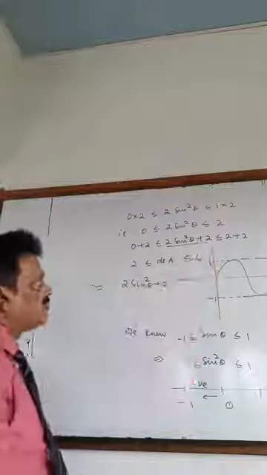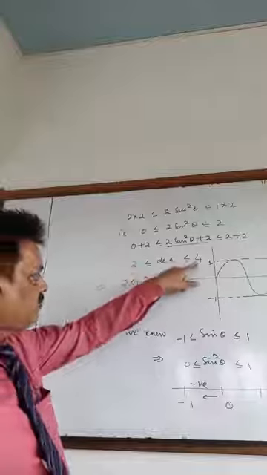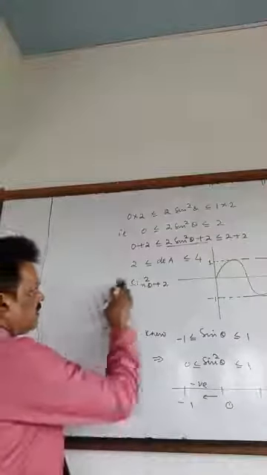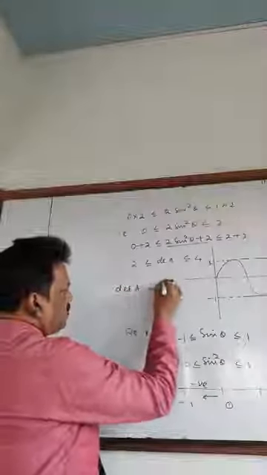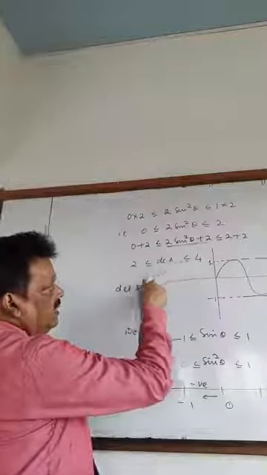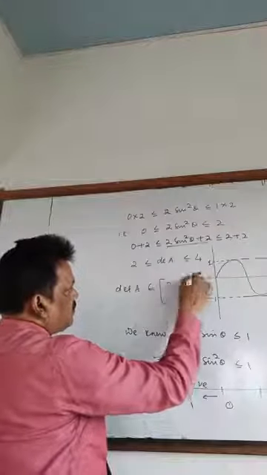So what did you conclude? Determinant of A lies between 2 and 4. That means you can write determinant of A belongs to the closed interval, because equality is here. It will be between 2 and 4.